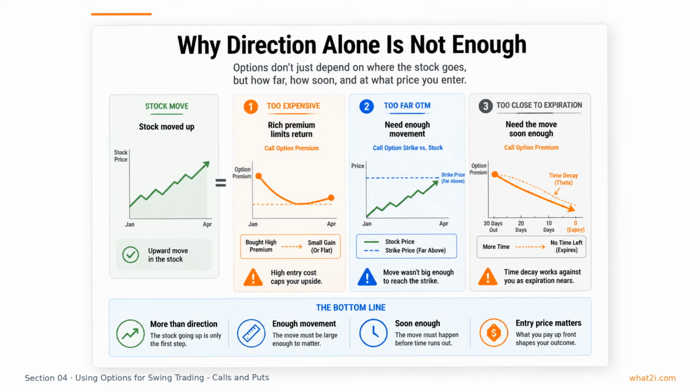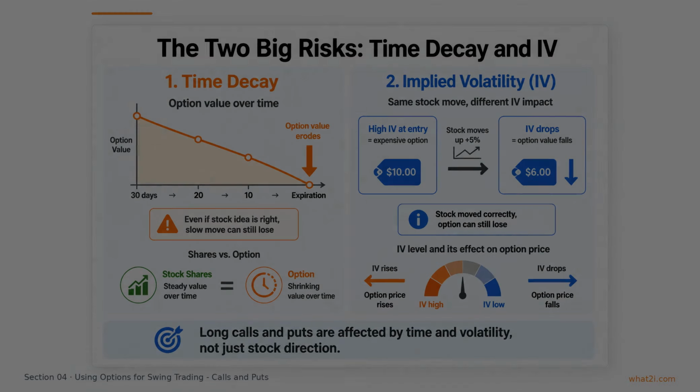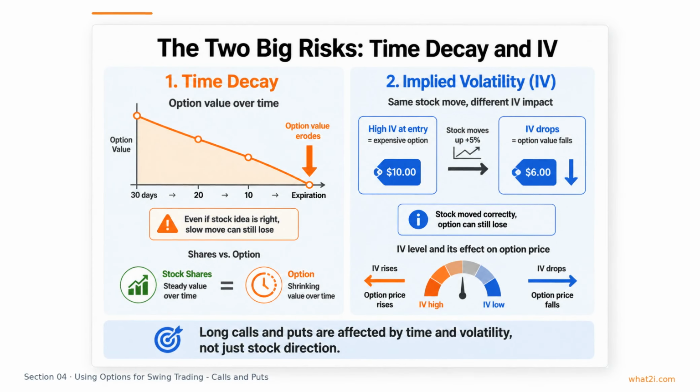This is why options require a more complete view than stock trading alone. You are trading direction, timing, and contract quality all at once. Two of the biggest risks in long options are time decay and implied volatility. Time decay means the option loses value as expiration approaches, even if the stock does nothing wrong. A slow, correct idea can still lose money simply because the contract is running out of time.